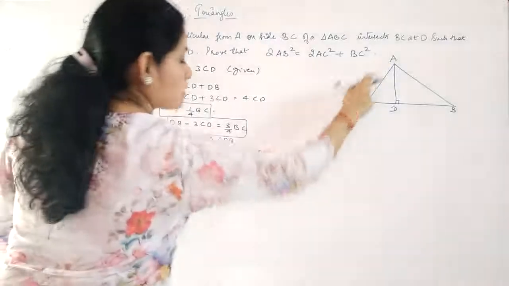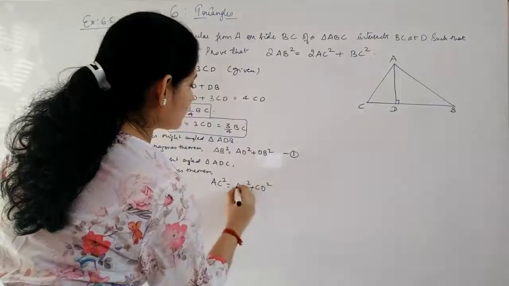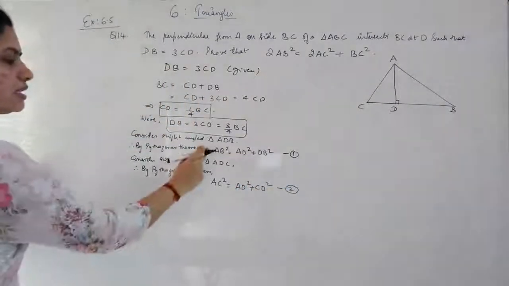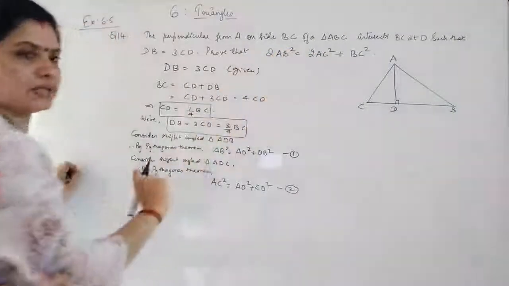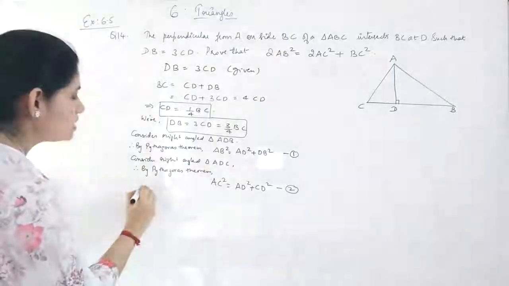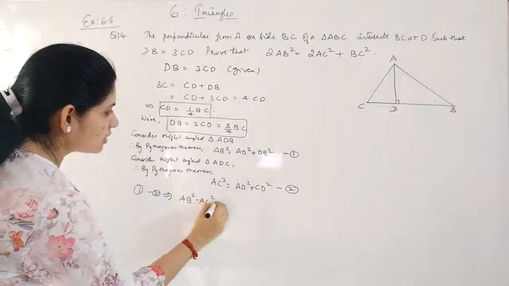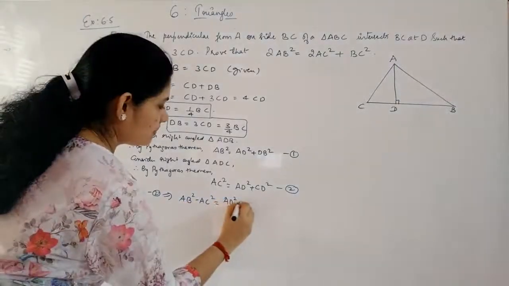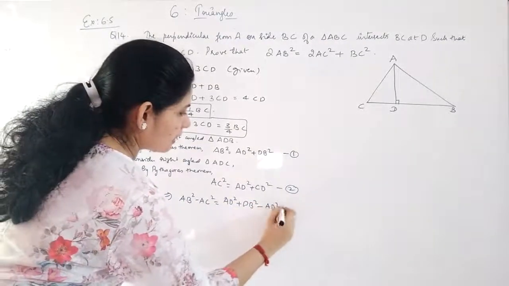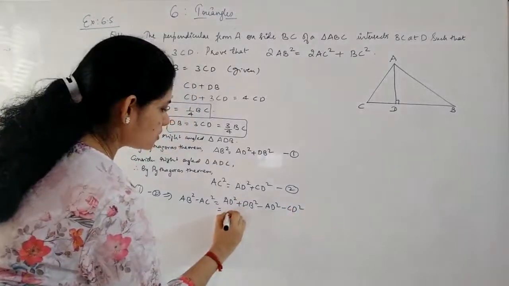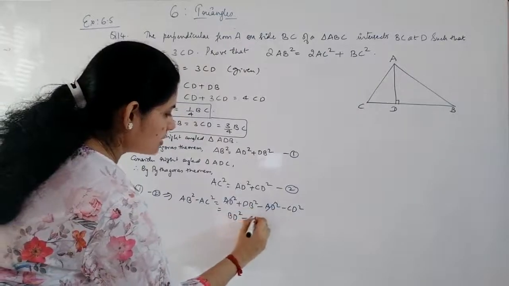AC square is equal to AD square plus CD square. This is equation number 2. Now we are just subtracting the two equations because at the right hand side you need AC square and left hand side AB square. So it will be of opposite sign. Okay, so you are getting equation 1 minus 2 as AB square minus AC square is equal to AD square plus DB square minus AD square minus CD square, which is equal to DB square, these get cancelled, DB square minus CD square.